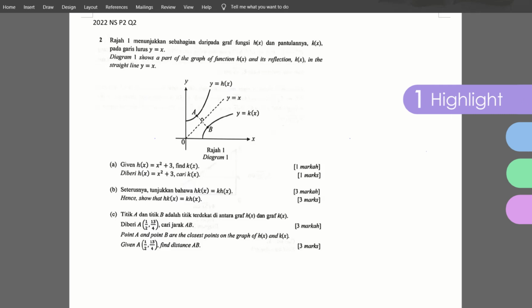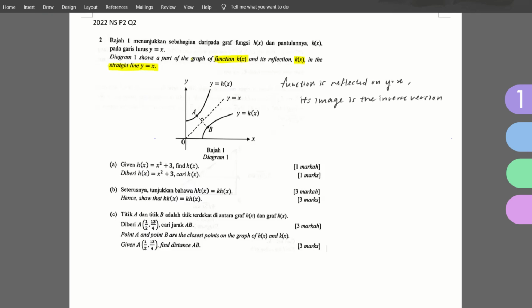What we can highlight in this question is that we are given a function h of x and its reflection k of x using the straight line y equals x, which is shown in this diagram. Here we have learned a fact in inverse functions, meaning this k of x is actually h inverse of x. This is one of the concepts for inverse functions.